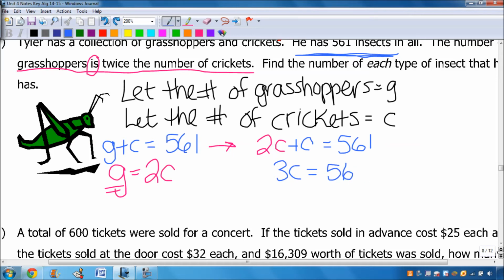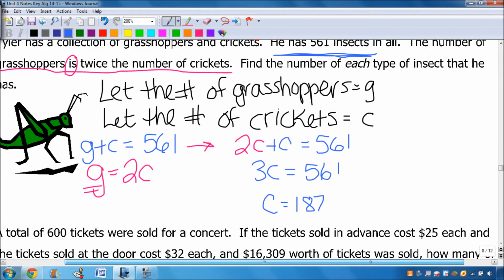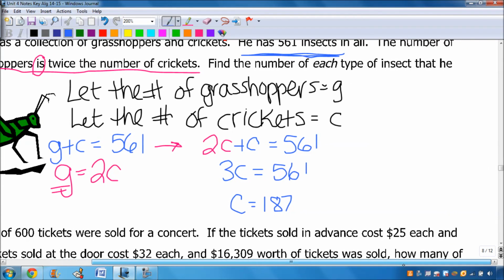Divide both sides by 3, and you end up getting C equals 187. Okay, so the number of crickets, you know, is 187. Now you can just plug that into your equation, either one, to figure out how many grasshoppers there are. And I'm going to plug it into the bottom equation. Again, it really doesn't matter.